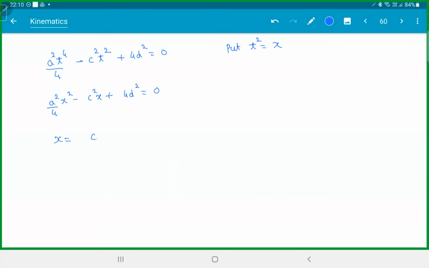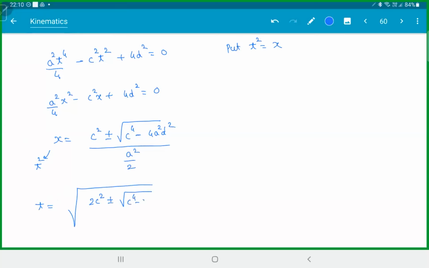We get x is equal to c square plus or minus root over b square, that will be c power 4 minus 4a square d square, by a square by 2. Clear? But x is what? T square. X is nothing but t square. So we get t is equal to root over 2 c square plus or minus root over c power 4 minus. Did you observe one thing? I got 2 answers.